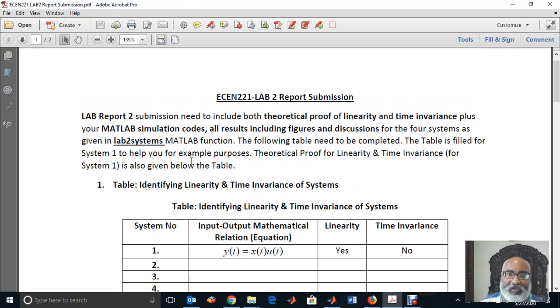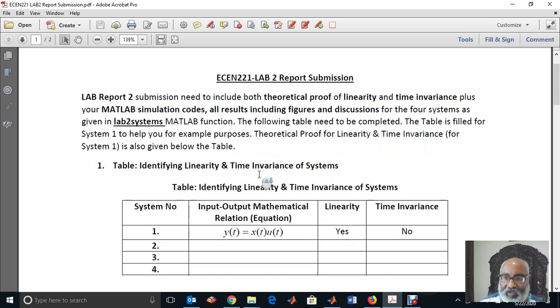The Lab 2 report submission needs to include both the theoretical proof of linearity and time invariance, plus your MATLAB simulation codes, results, including figures and discussions for the four systems. To do this lab, we will use a function called lab2 systems. What this function does is you give an input signal x of t, the function contains the system, and at the output you get the output of the system.